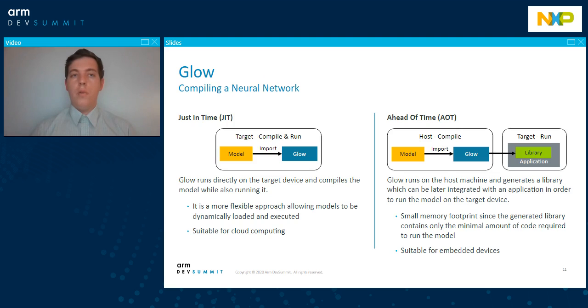Next, a couple of words about the two possible ways in which GLOW can generate the code required to run on the target. The first way is the so-called just-in-time, or JIT, compiling. This is the approach used by most software frameworks. In this case, the GLOW software runs natively on the target device. The neural network model is transferred from the host machine to the target, where GLOW compiles the model into machine executable code while also executing it. This technique of compiling a program while also executing it is named just-in-time compilation or dynamic translation.